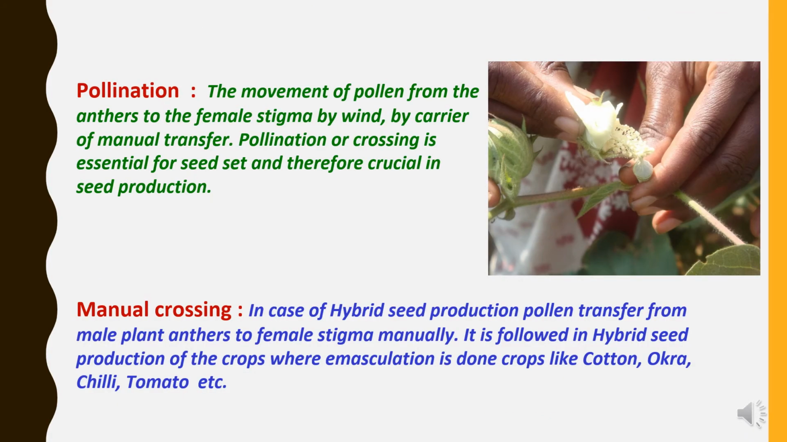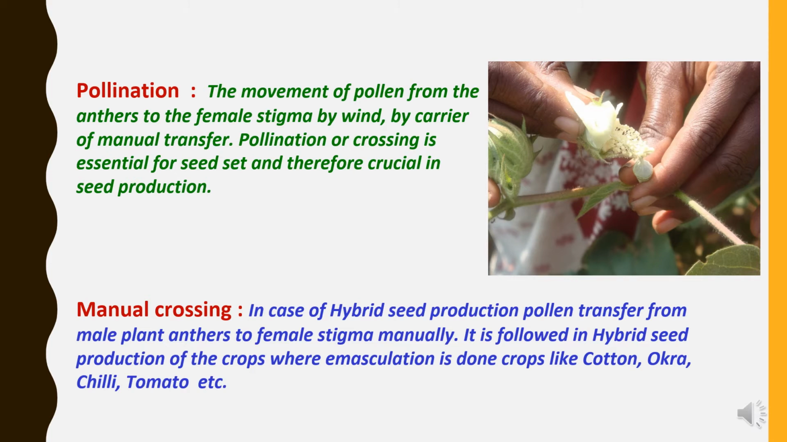Pollination. The movement of pollen from the anthers to the female stigma by wind, by carrier or manual transfer is known as pollination. Pollination or crossing is essential for seed set and therefore crucial in seed production. Manual crossing is also followed.